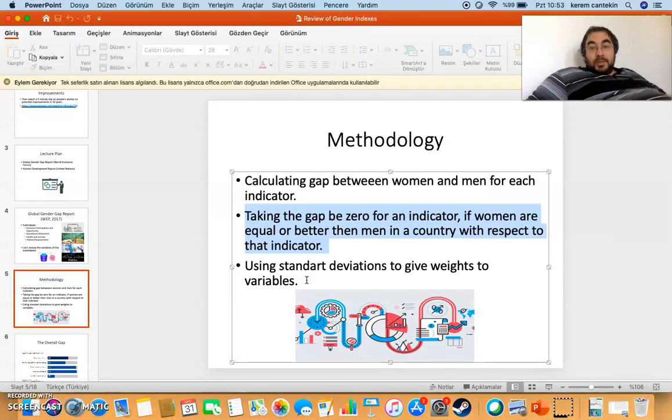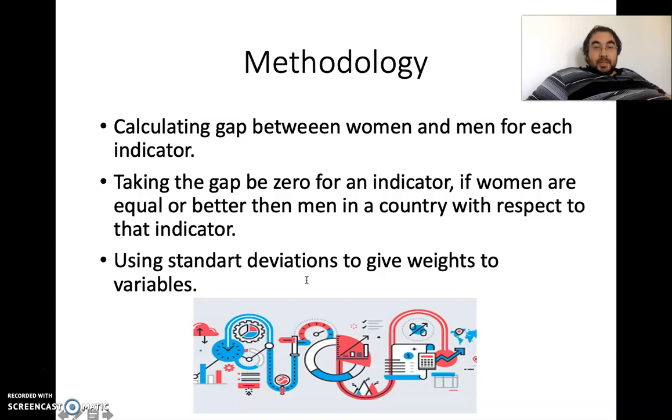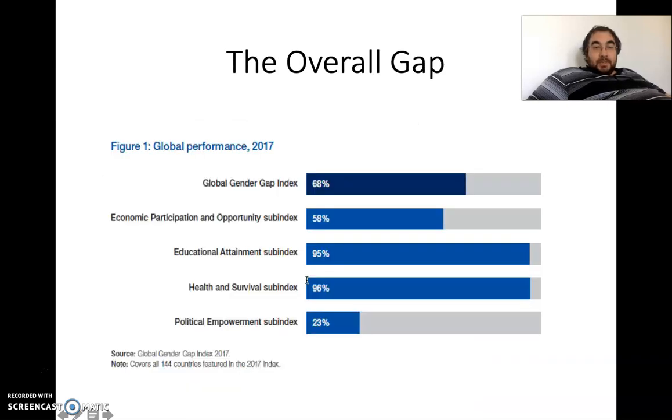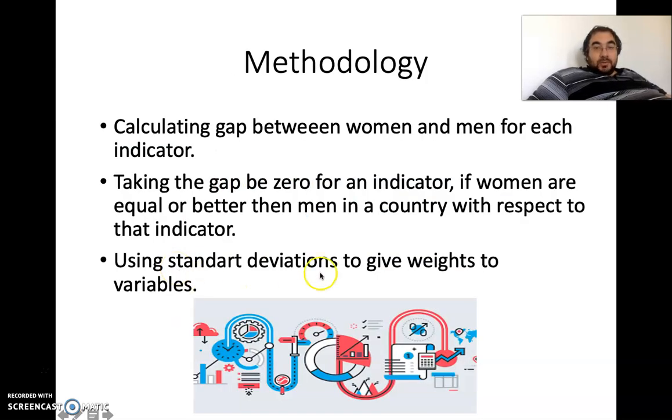When you look at the methodology, you can see that these different weights are given according to the standard deviations of the variables. Standard deviation is higher if countries have very different values for that variable, I mean, some countries are doing very well and some badly. In that case, the weight of the variable is higher, and if the countries are doing similarly, the weight is low.